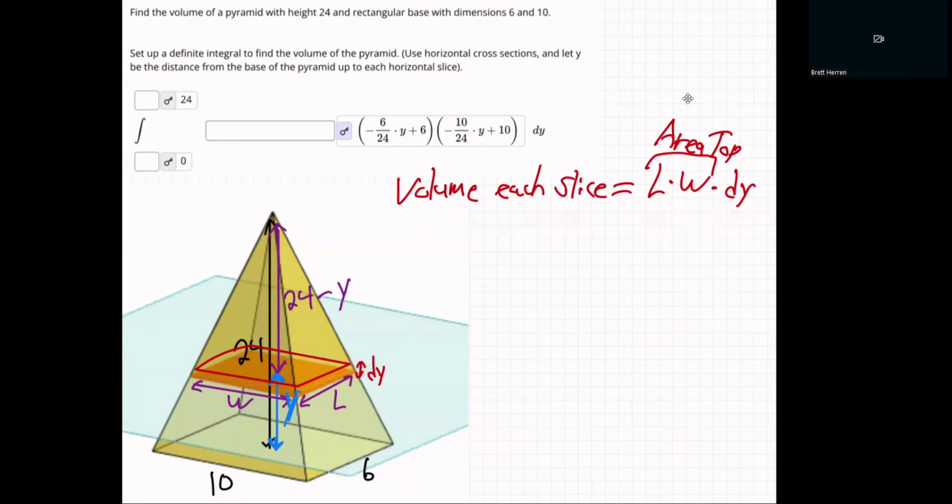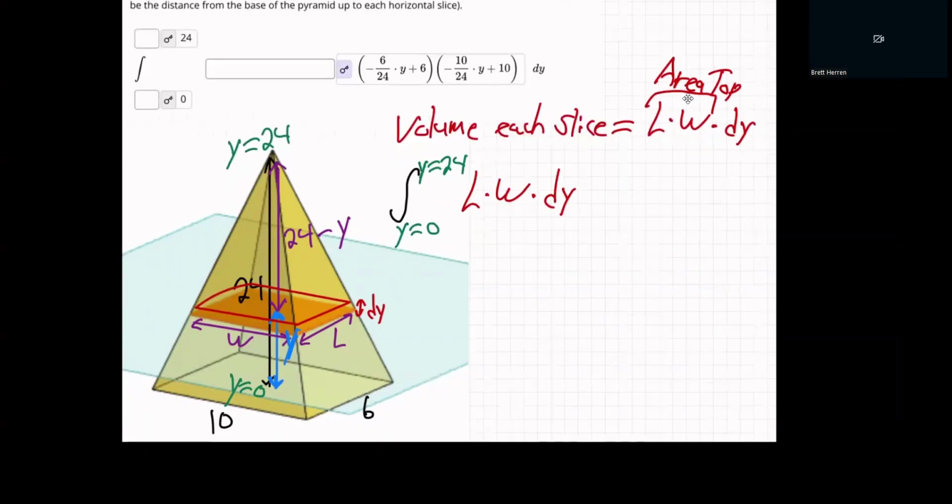And I want to add up those with a big S, from the bottom where y equals 0 to the very top where y equals 24. So from y equals 0 on the bottom to y equals 24 on the top, volume of each slice, which is length times width times dy. And y is our variable. Now, the question is, what's the length and what's the width? We've got to get those in terms of y. How do we do it?